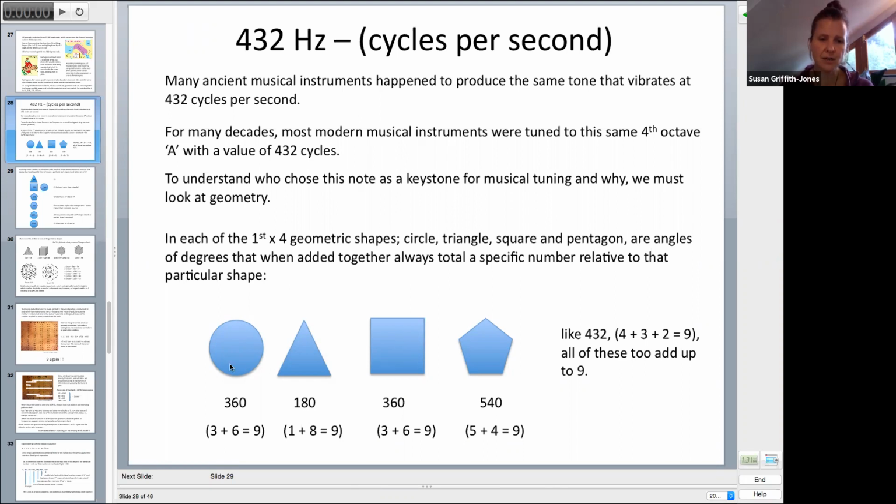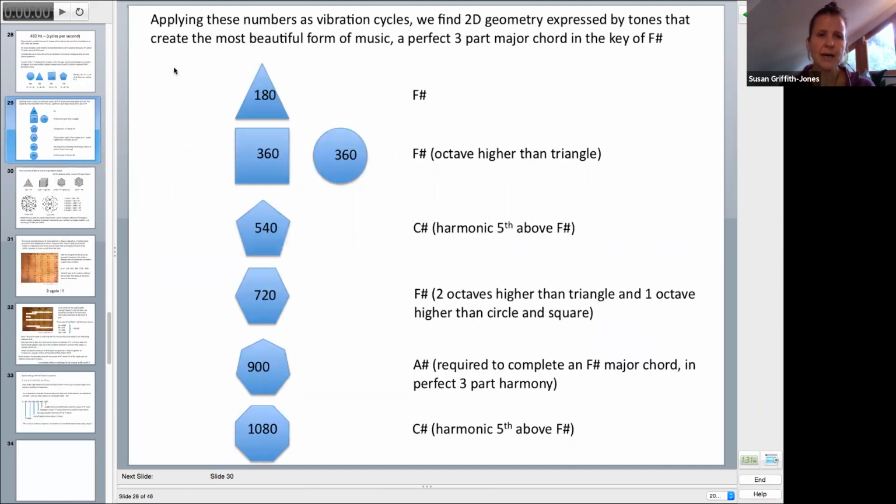So inside a circle, we have 360 degrees, 60, 60, 60 makes 180 degrees, etc. And the interesting point here is that when you add the digits together of these numbers, they always come to 9. And 432 also comes to 9. So applying these numbers of vibration in cycles, we find 2D geometry expressed by tones that create the most beautiful form of music, a perfect 3-part major chord in the key of F sharp.